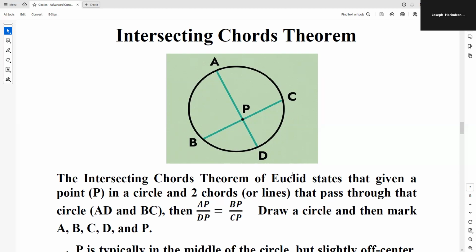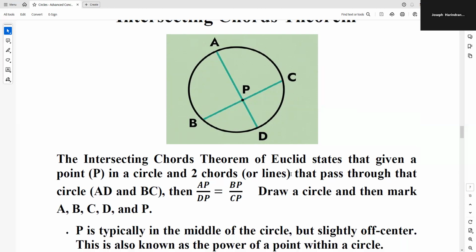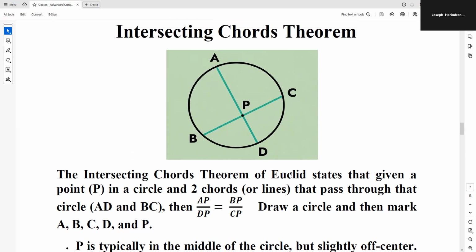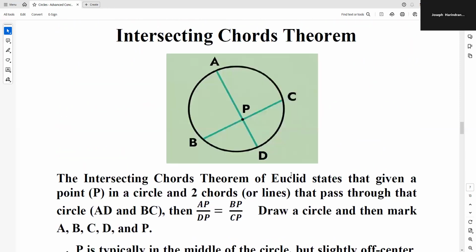You can see that this theorem can be easily proved using the concept of similar triangles. P is typically in the middle of the circle, but slightly off the center. It is not exactly at the center of the circle. It is also known as the power of a point within a circle. And this is the intersecting chords theorem of Euclid.